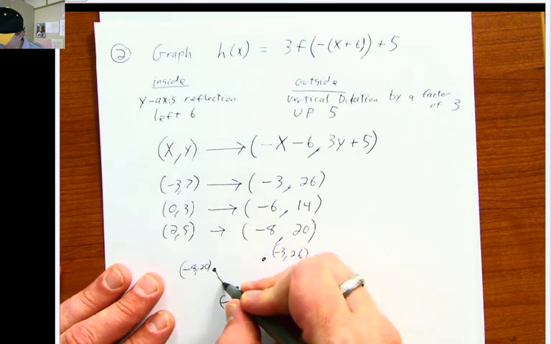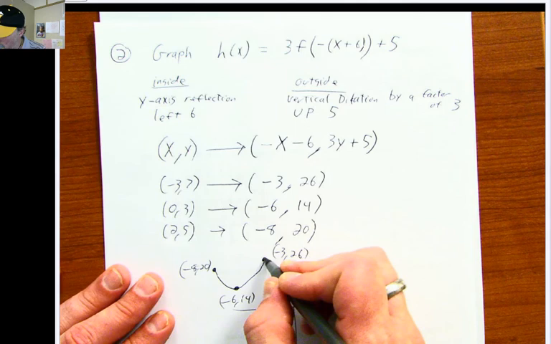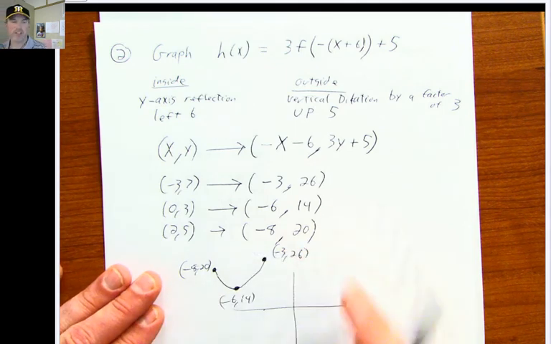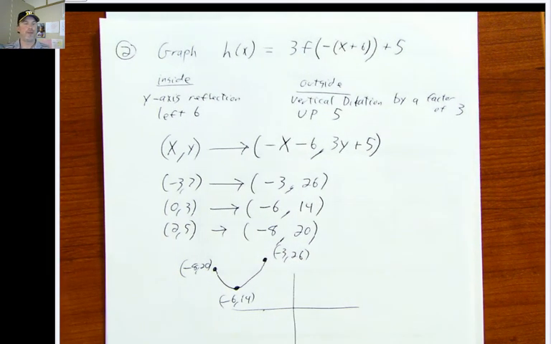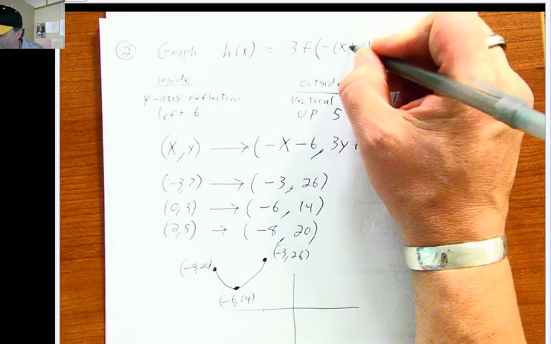Connect the dots. And my friends, we have a nice, beautiful transformed graph. So those are graphs that involved 4 transformations.